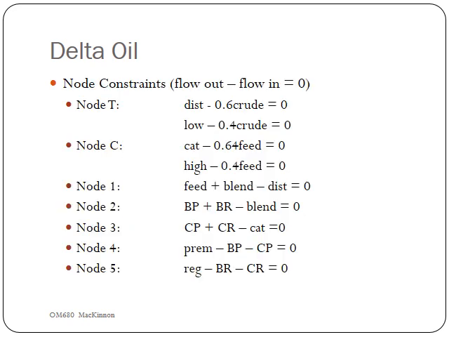So these are the node constraints. Flow out minus flow in equals 0. Always keep that in the back of your mind. So at node T, which is the tower, the distillate minus 60% of the crude equals 0. Low end minus 40% of the crude equals 0. And so on. I'm not going to read the whole thing to you, but if you have to print these out and look at them, obviously it's in the text. Make sure you understand the process. You're not going to be able to build this from memory, but you don't need to.